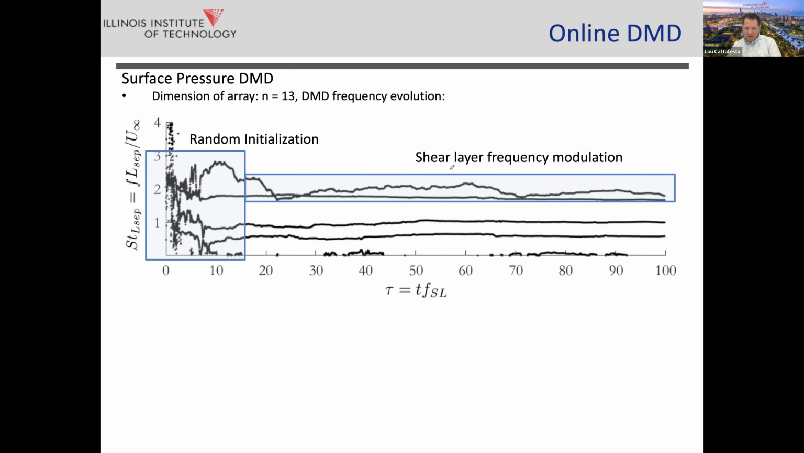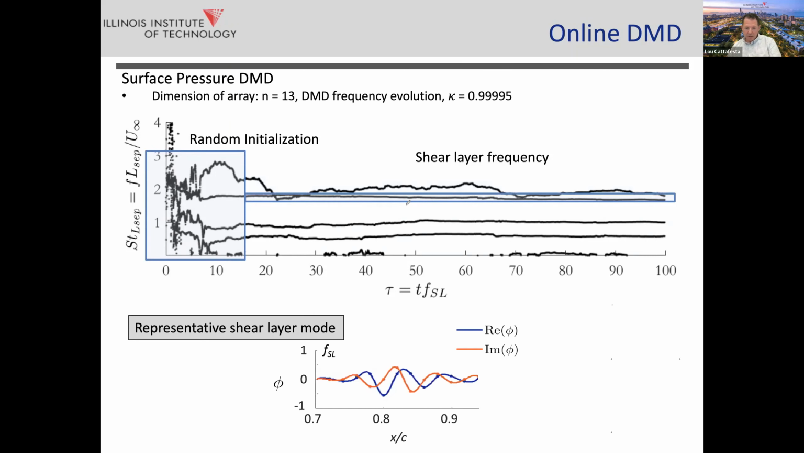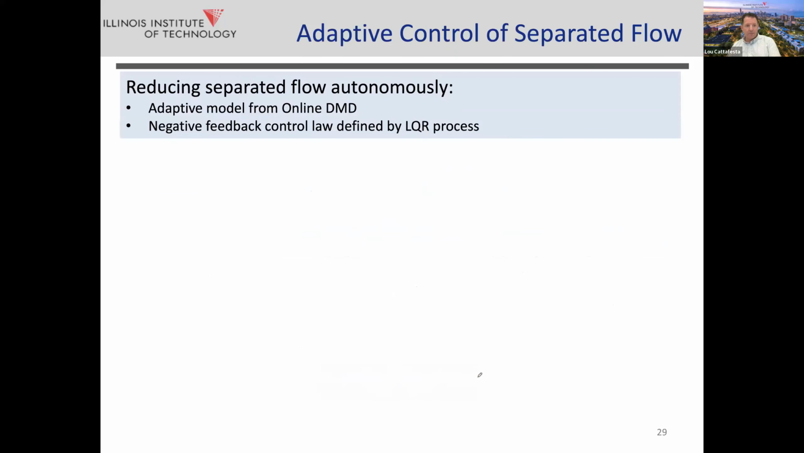And you can see that it settles in on several frequencies. The one that is most pertinent here is this. Remember, the shear layer frequency was around 2. And this is what the real and imaginary part of this looks like from those 13 microphone array elements. And so this actually ends up showing you a propagation at this particular frequency of the footprint of the vortices moving over it. So now we've got this model.